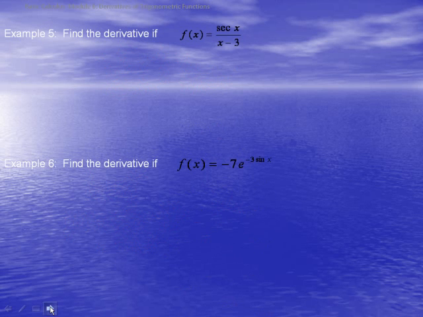And our next two, find the derivative if f of x is equal to a rational function with a trigonometric function in it. So we need to remember that our quotient rule is u prime v minus u v prime all over v squared. So we're going to take the derivative of the numerator, which is going to be secant x tangent x, times the denominator, which is x minus 3, minus the numerator intact, times the derivative of the denominator, which is 1, all over x minus 3 quantity squared.